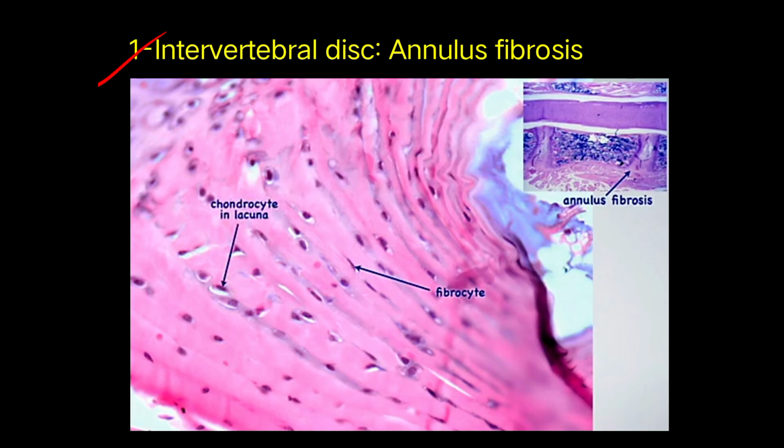Now the next is the intervertebral disc or annulus fibrosus. So the annulus fibrosus is found in between the vertebrae. We can see the annulus fibrosus, and this is the fibrocyte, and these are the chondrocytes in the lacuna. Okay, so this is the intervertebral disc that has the annulus fibrosus here.